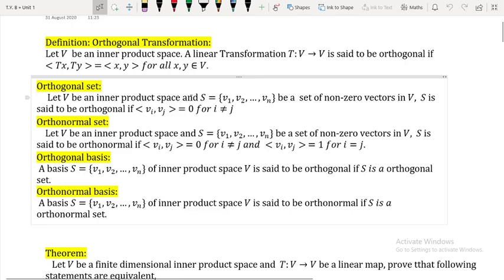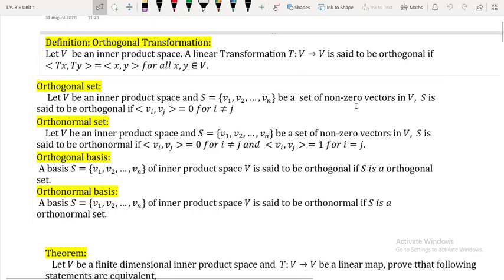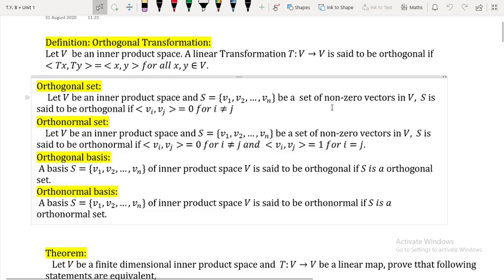So if V is an inner product space, then a set S = {v1, v2, up to vn} is a set of non-zero vectors in V. Then this S is said to be orthogonal if, remember S should be a collection of non-zero vectors in V. I hope you understand what you mean by non-zero vectors in V, means each vector in the set is non-zero. So this set S is said to be orthogonal if inner product of vi with vj is equal to 0 for i not equal to j.